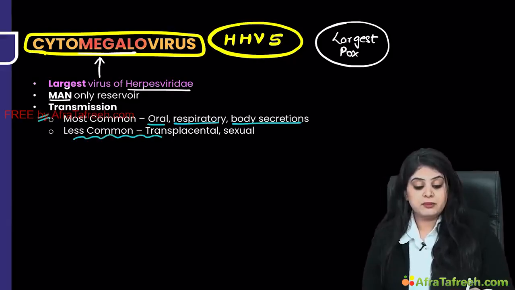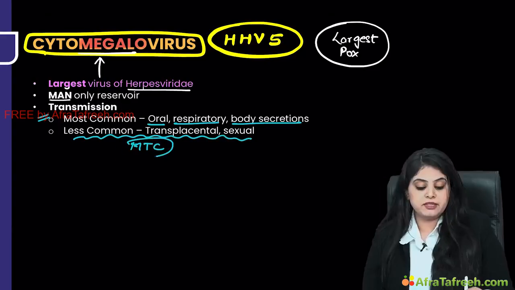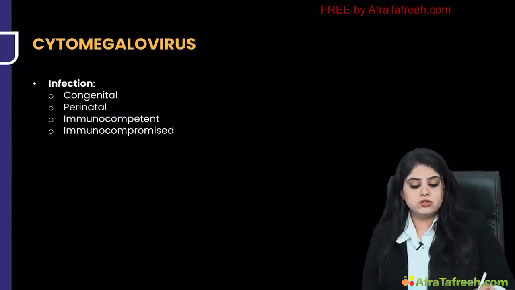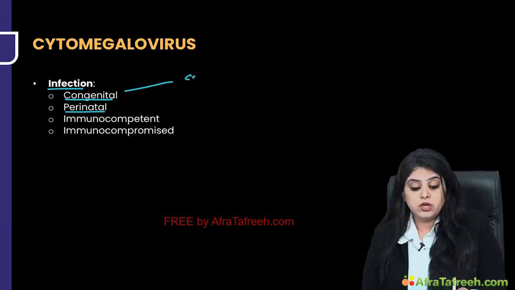But a less common method which everyone is aware of is transplacental, right? The mother to child method, of course, for CMV we know. And if I'm saying mother to child transmission happens, can I say the infections can be congenital and perinatal, because mother to child is possible? We all know that congenital cytomegalovirus gets asked more often in questions.